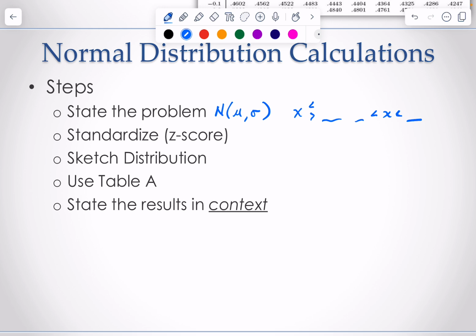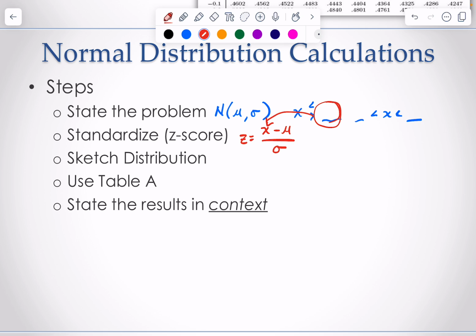Then we're going to take that X value or values, and we're going to calculate the z-score using that information we just discussed. So I'm going to take whatever X value there was, plug it into my equation, and calculate the appropriate z-score.